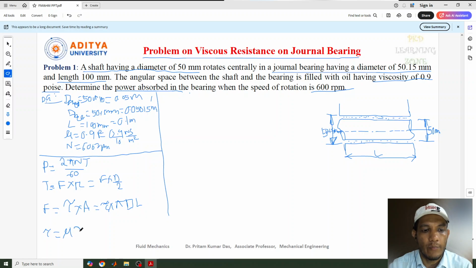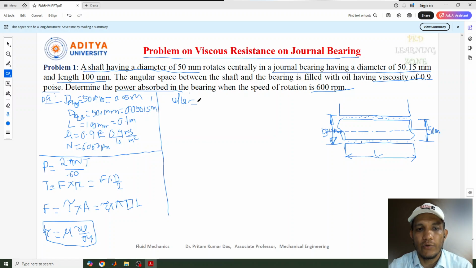We can write mu into du by dy. So the mu value is already given. Now next, come to the du. For this condition we have considered du as the change in velocity, and dy as the change in height or thickness. So du we can write as the speed of the rotation, the speed of the shaft, which is nothing but the tangential speed of the shaft. We can write v, and for this the formula is pi dn by 60.